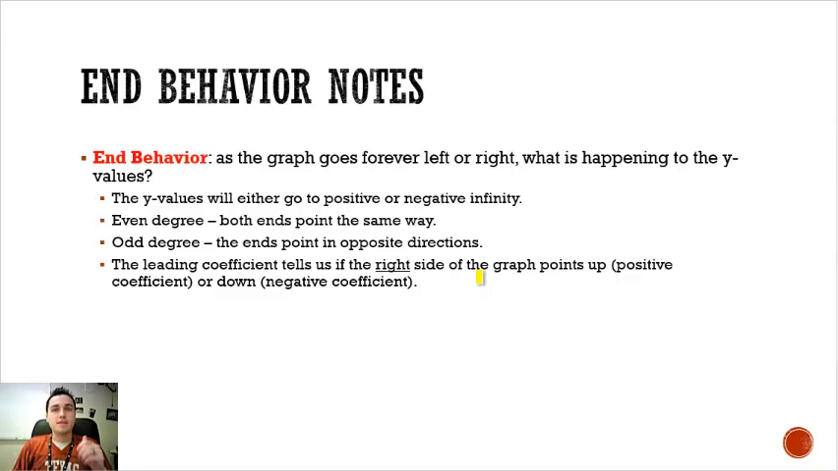Versus if I had a positive x cubed, then the right-hand side is going to be pointing up while the left-hand side is going to be pointing down, because odd degrees point in different directions. So knowing that the leading coefficient is either positive or negative tells us if the graph on the right-hand side will point up or point down. And then from there I just take whether it is even or odd, and that tells me if the left-hand side will match it or be opposite.